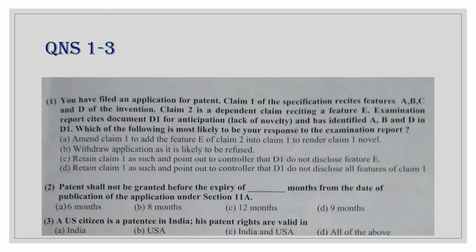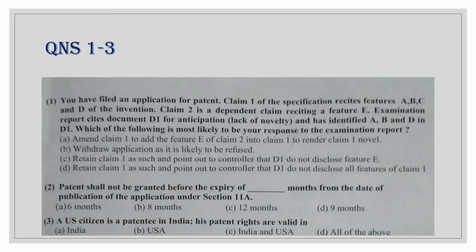So friends, as I have taken here a backward approach, I have first of all given you the solution and then I am telling you the question. My aim is that you try to remember the answer first and then see the question. Just a reverse approach. I hope you all must have been remembering the correct option. The correct option here is option D, that is retain claim 1 as such and point out to controller that D1 does not disclose all features of claim 1.